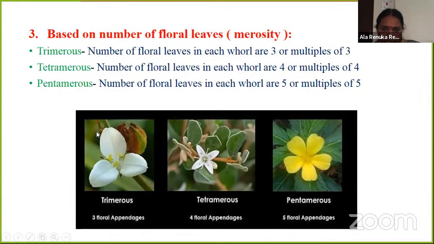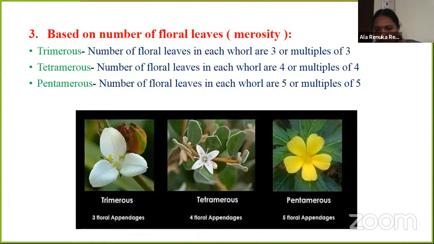If the number of floral leaves in each whorl is four, like this, you can see four or multiples of four petals, 4 stamens, and we can see carpels also, 8 in each one: 1, 2, 3, 4, 5, 6, 7, 8. So these are all called tetramerous. 3 or multiples of 3, 4 or multiples of 4, 5 or multiples of 5. Tri, tetra, penta. If the number of floral leaves in each whorl of the flower is 5 or multiples of 5, such a condition is described as a pentamerous condition.